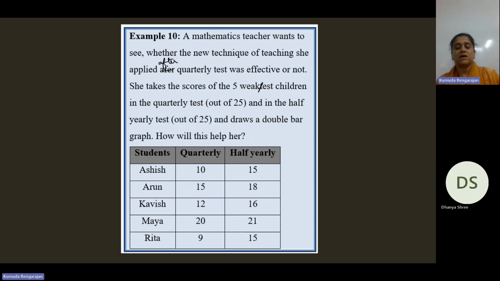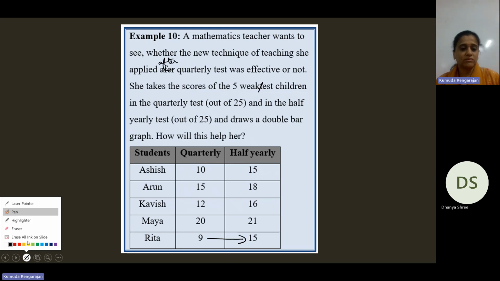So Ashish, quarterly exam, he scored 10. But after the teacher's new teaching technique, in the half yearly, he scored 15. Arun, 15, now 18. Kavish, 12, 16. Maya, 20, 21. Rita, 9, 15. Okay, so all of them have improved. Some have shown a big difference, a big leap. 9 to 15 is a good score.